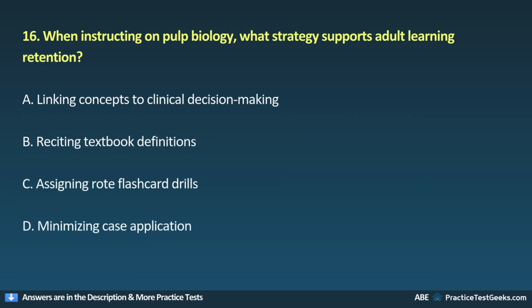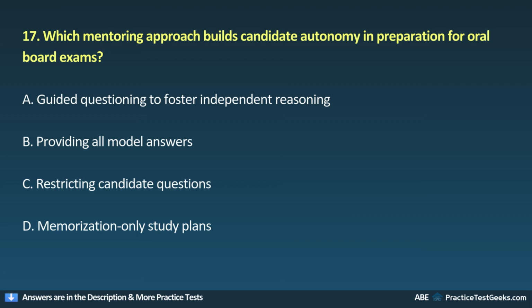16. When instructing on pulp biology, what strategy supports adult learning retention? A. Linking concepts to clinical decision-making. B. Reciting textbook definitions. C. Assigning rote flashcard drills. D. Minimizing case application.